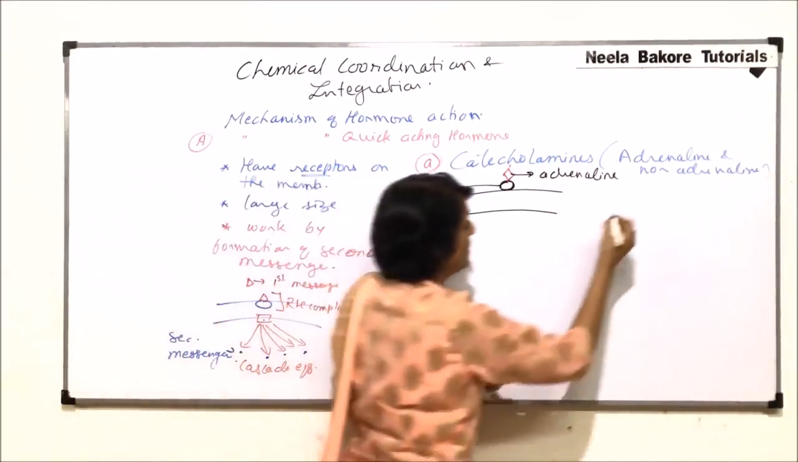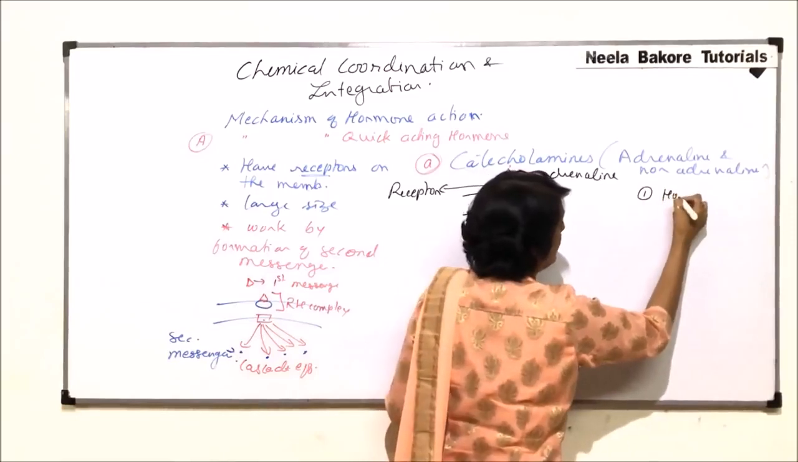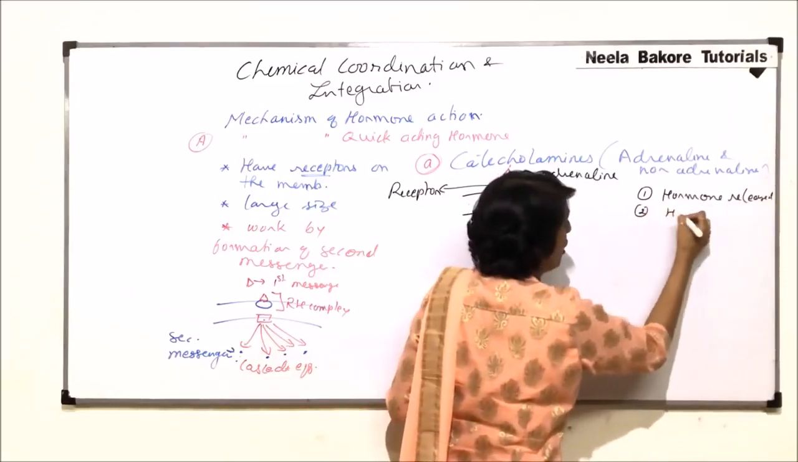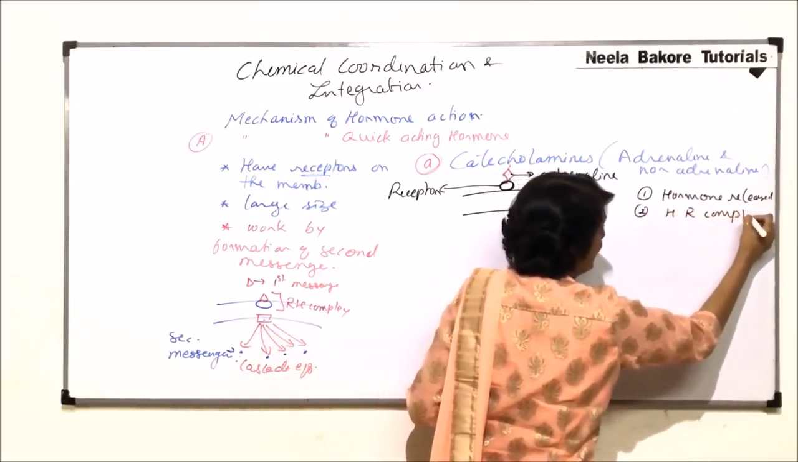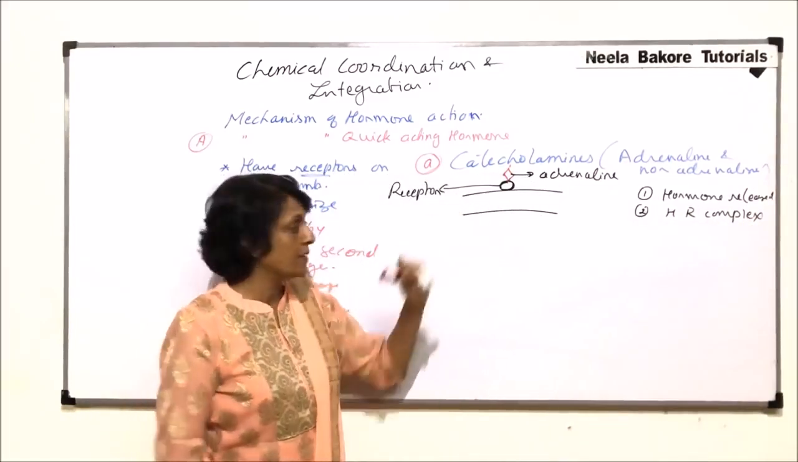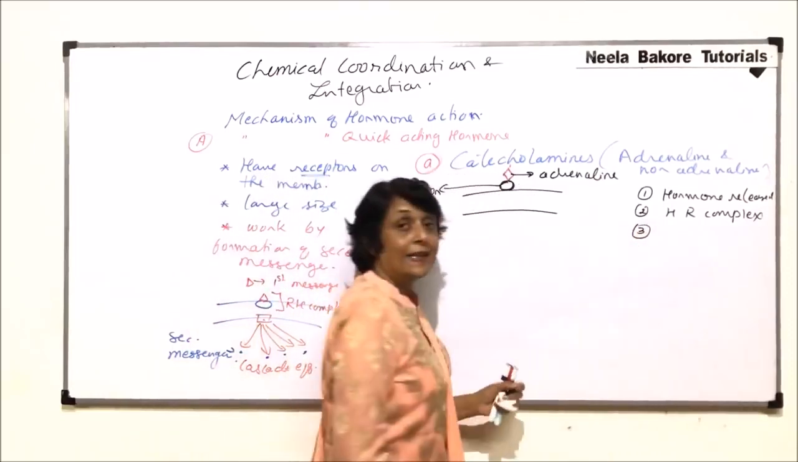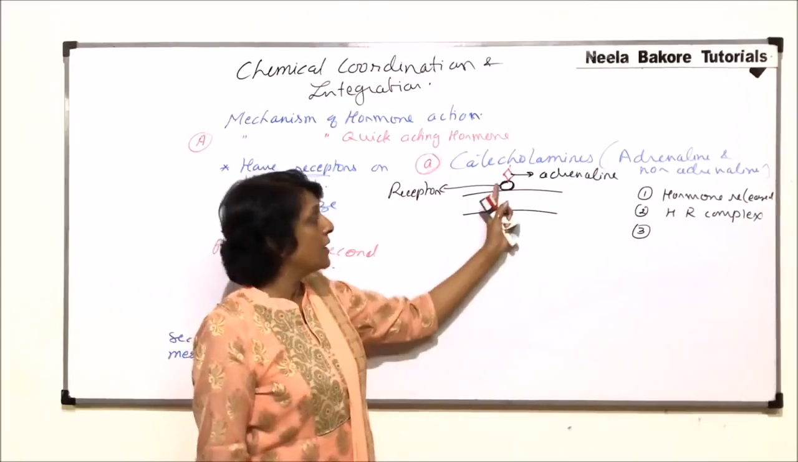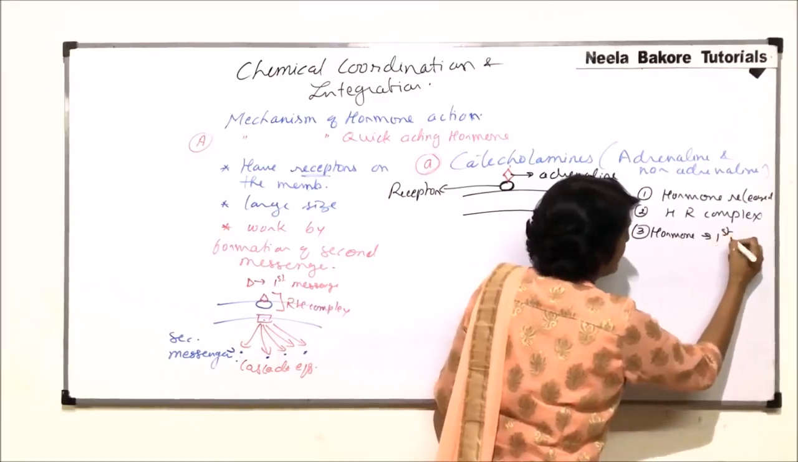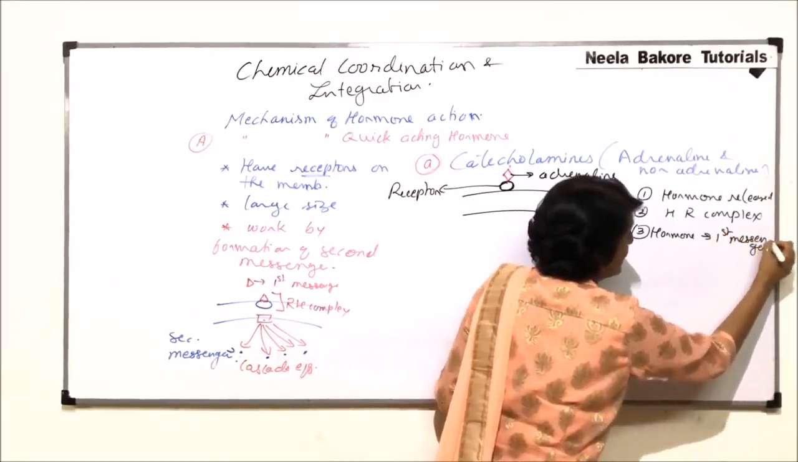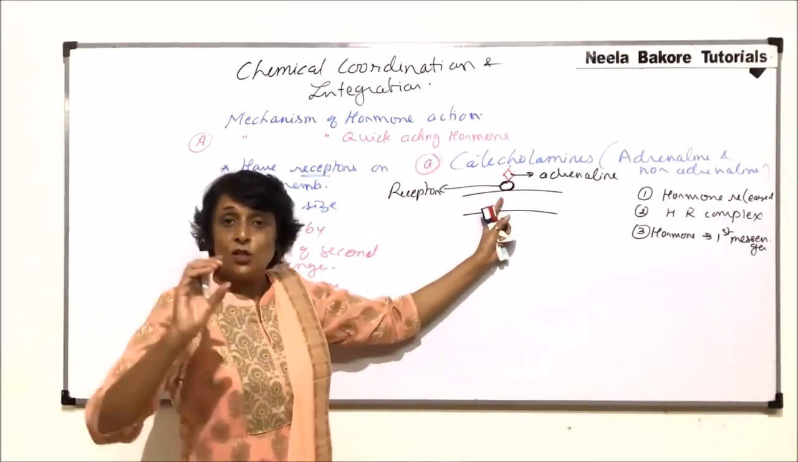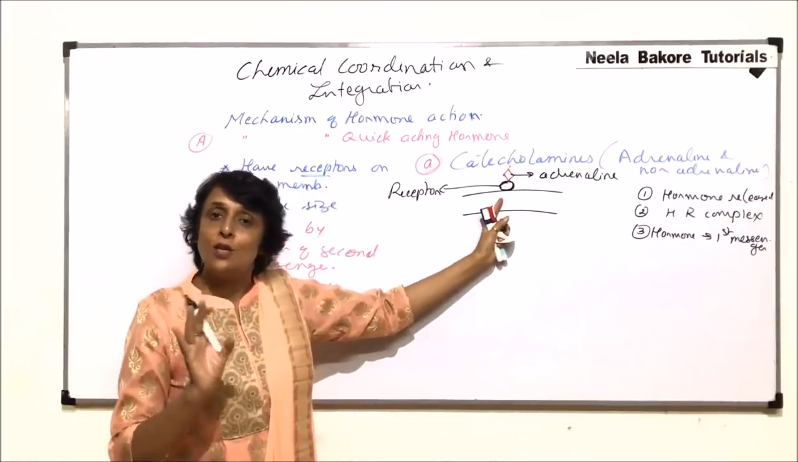First step, the hormone is released. Second step, the hormone receptor complex is formed. This complex is always on the surface because its receptor is on the surface. That means the first messenger is the hormone itself. As soon as the hormone receptor complex is formed, this protein undergoes a conformational change.